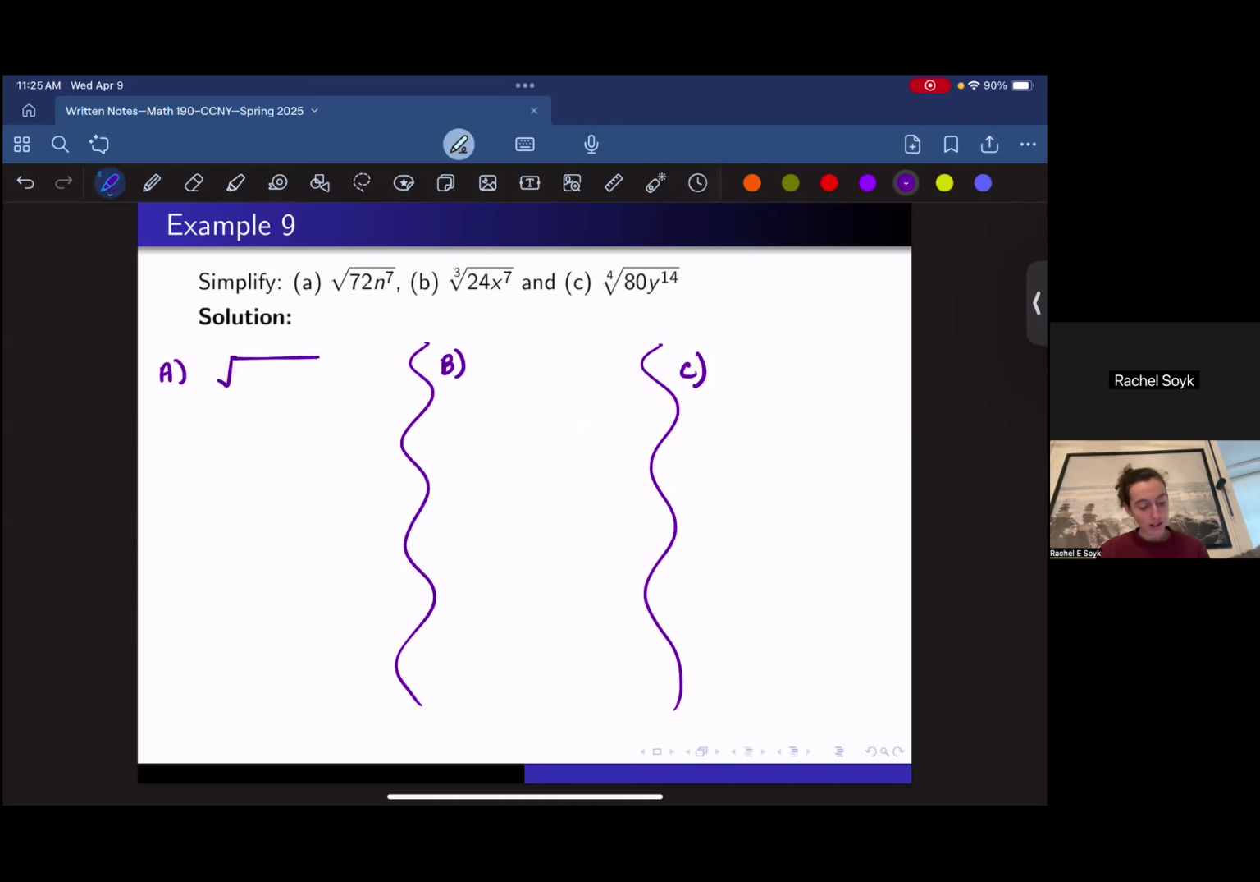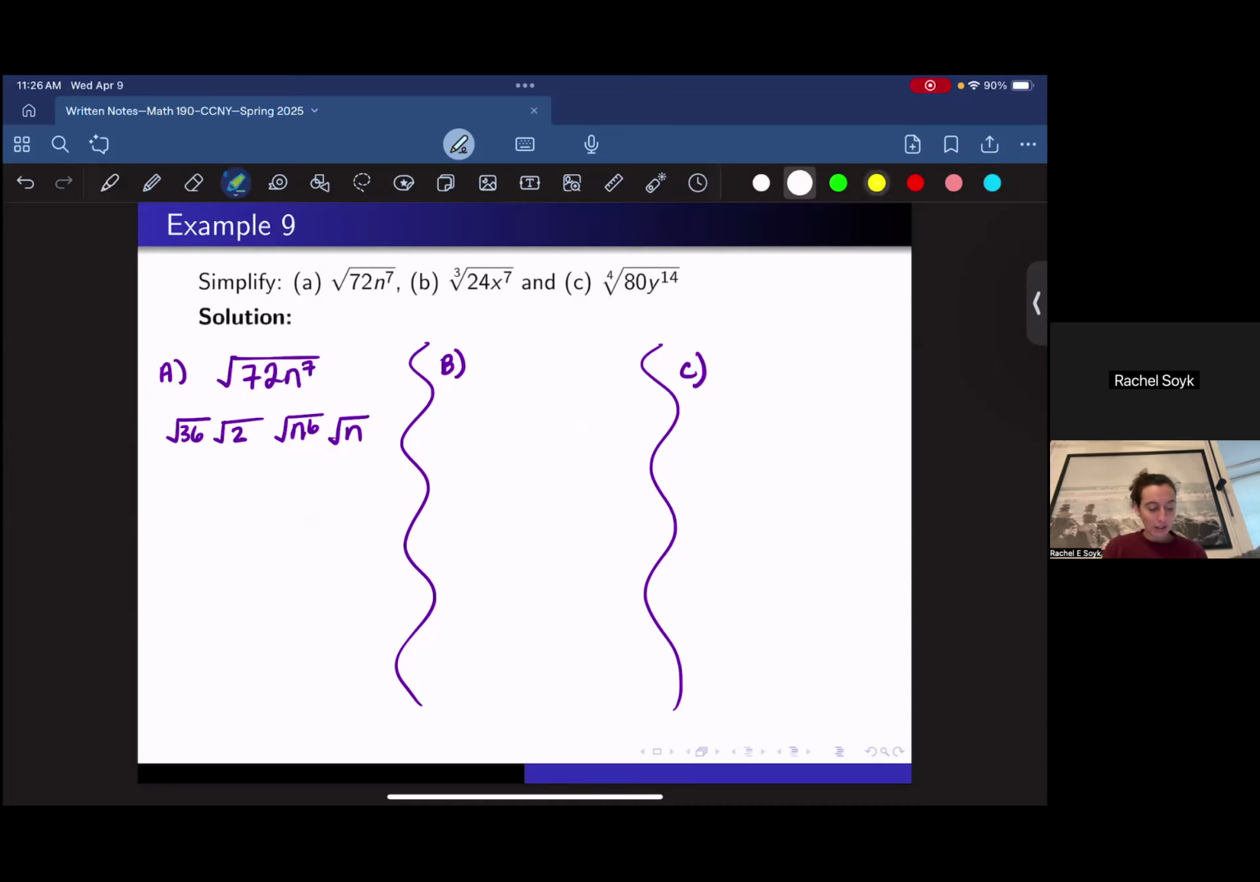We have, once again, a square root. 72 n to the 7th. So think about perfect squares. 9 goes into 72, but is there a greater one? Ooh, 36, right? So we can break up the coefficient into 36 and 2. And then n to the 7th can be broken up into n to the 6th and n.